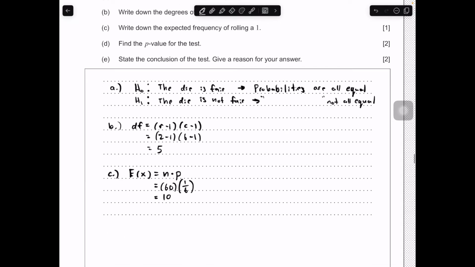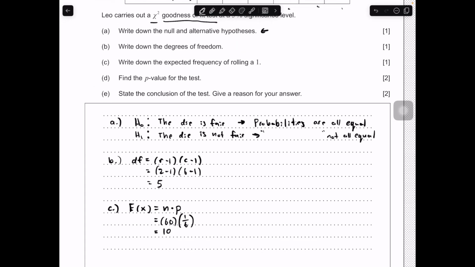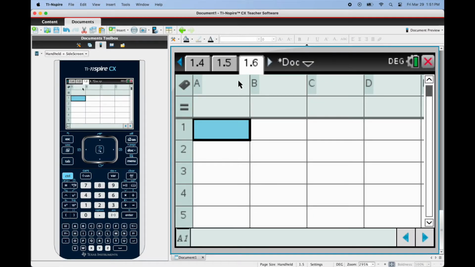Alright. Next question, asking us to find the p-value for the test. So for the p-value, we're going to need to run a chi-squared goodness of fit test. So let's go to the calculator here and work this out. Chi-squared independence test is where we would construct a matrix. Chi-squared goodness of fit, since we only ever have 2 rows or 2 columns, eventually we're going to present this as columns, we just want to use our spreadsheets.